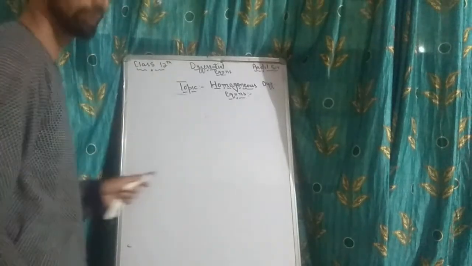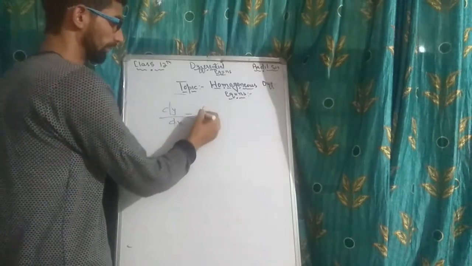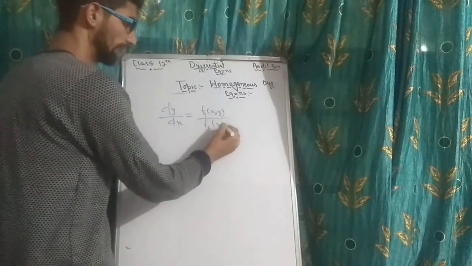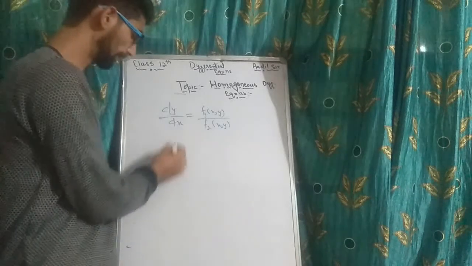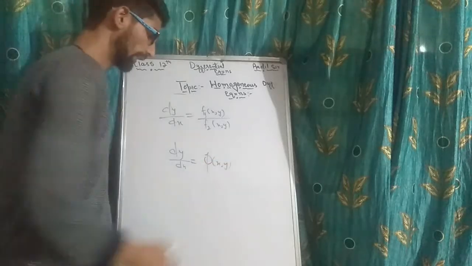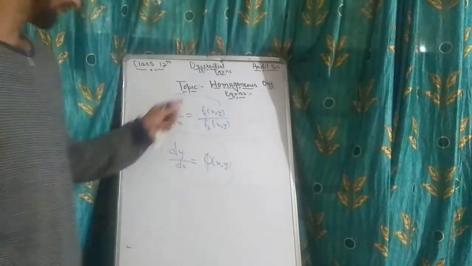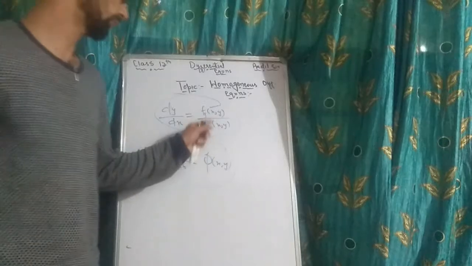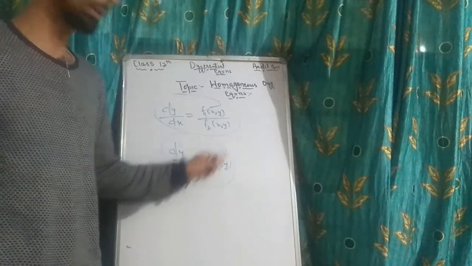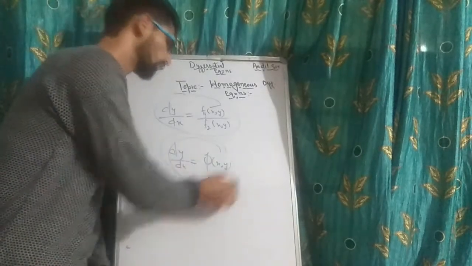Now if we have a differential equation like this, dy by dx equal to some function f1 of x, y over some other function f2 of x, y, or dy by dx equals phi of x, y. If both f1 and f2 are homogeneous, or if the equation is of this form and phi of x, y is homogeneous, then we say that this differential equation is homogeneous.